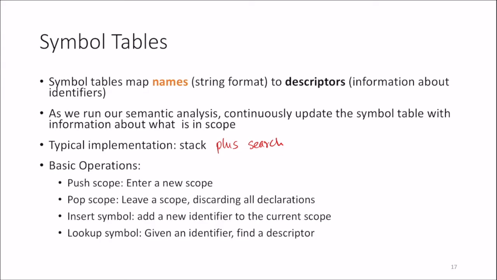And essentially, for each symbol table, we would push a scope. Each scope will have a symbol table of its own, right? You can pop a scope and you discard all the symbol tables that are inside it. You can insert a symbol into the closest scope symbol table and you can look up a symbol. So these are the basic operations you need if you implement the symbol table using this fairly straightforward method, stack plus search.